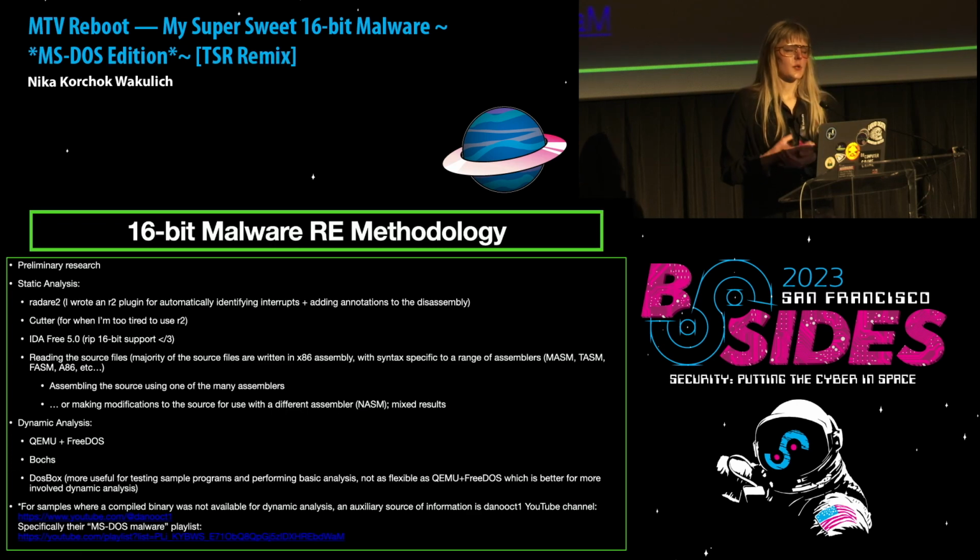And then in terms of static analysis, as I mentioned previously, I was reading a lot of the source files, which were all just 8086 assembly. The syntax was specific to a very wide range of assemblers, so we have a few of them here: MASM, TASM, FASM, A86, the list goes on. And assembling the source for any of these viruses meant that I had to find the sometimes arcane and not used anymore assemblers for them, which was a fun process, or making modifications directly and patching the assembly, which is a bit more involved, a bit more tedious.